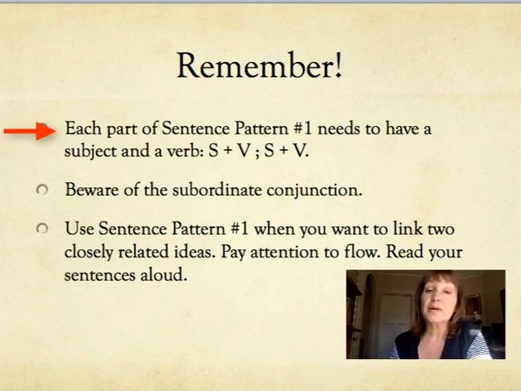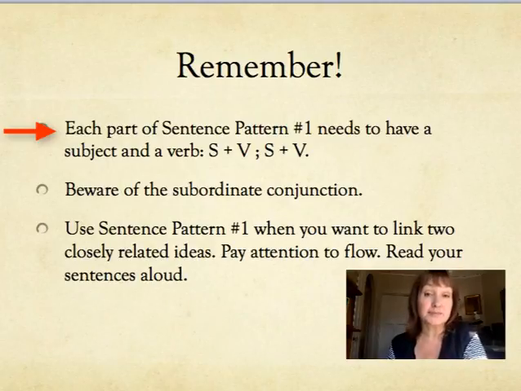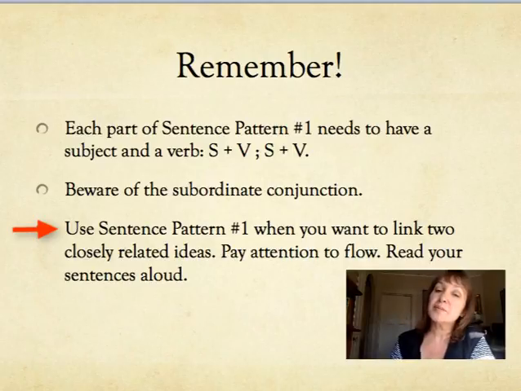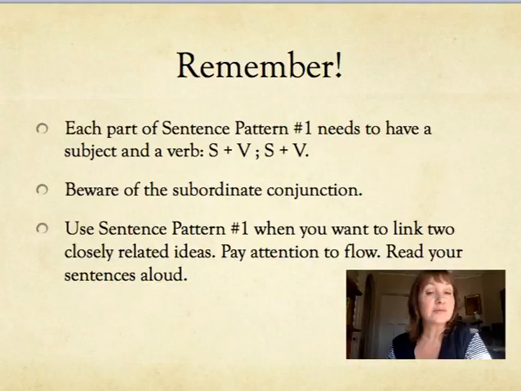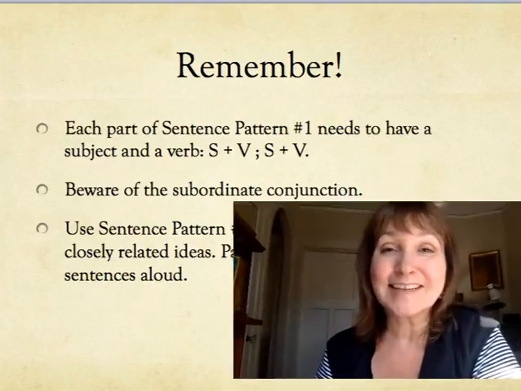Just remember, each part of sentence pattern number 1 needs to have a subject and a verb in each section. So subject plus verb, semicolon, subject plus verb. Watch out for those subordinate conjunctions. And use sentence pattern number 1 when you want to link two closely related ideas. Pay attention to flow. Read your sentences aloud and have some fun.